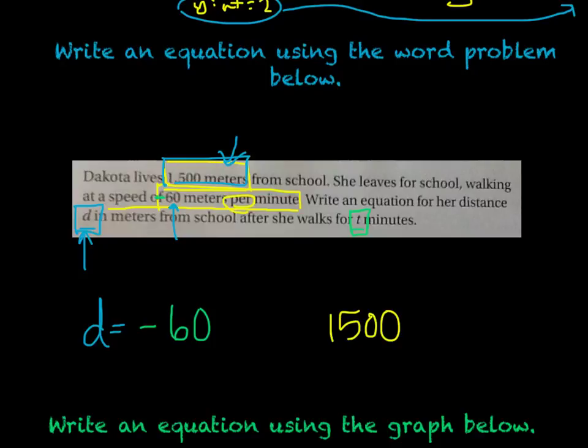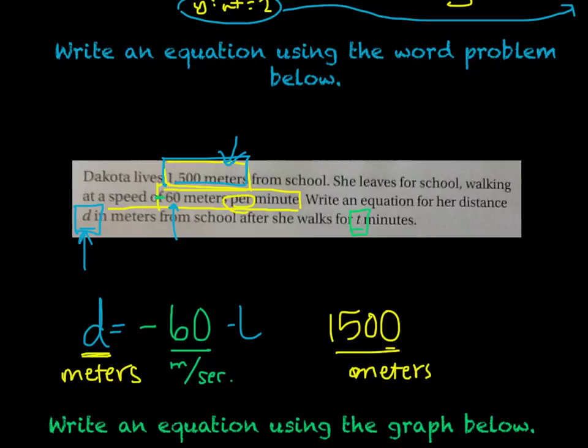Okay. Now, let's think about what these various things say. Distance, that's in meters. As well, we have 1,500, which is also in meters. However, this 60 is in meters per second. That tells me that I'm going to need to multiply by the number of seconds. So I'm going to add in my t right next to that d and add 1,500 to that.